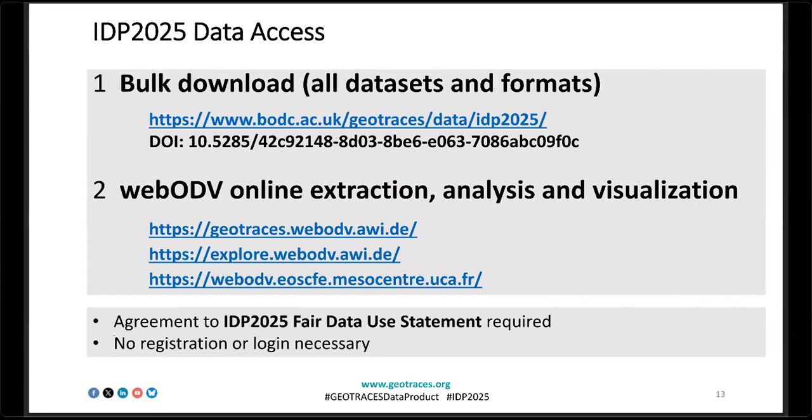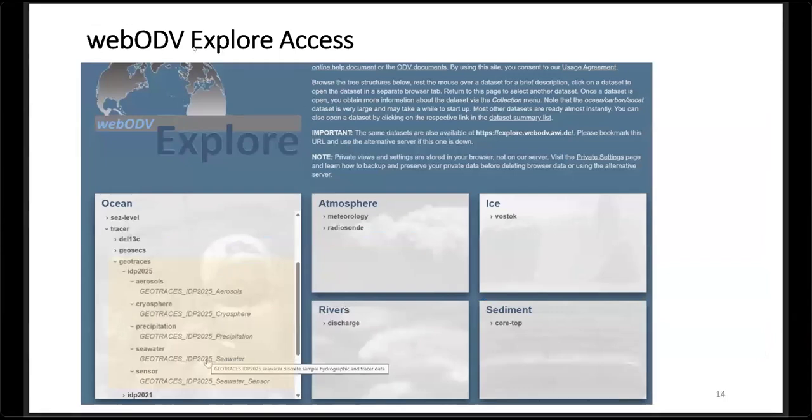The rules haven't changed since the last IDP. An agreement to the IDP fair data use agreement is required, but no registration or login is necessary as before. And if you go through the WebODV Explore route, then basically you have to go into the Ocean panel here, go to Tracer, then to GeoTraces and IDP 2025. Then you will see all the 5 data sets. By clicking on any one of these names, that will open the respective data set.